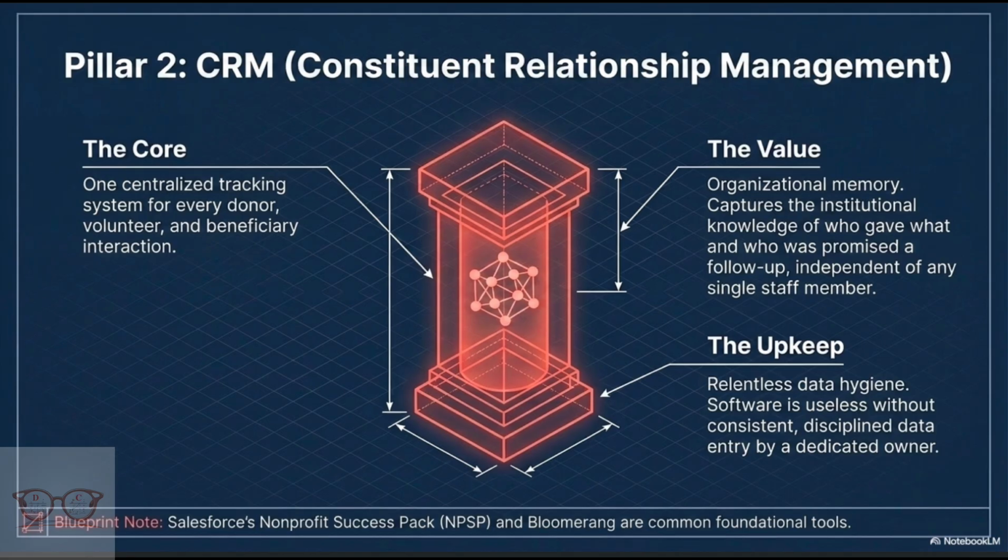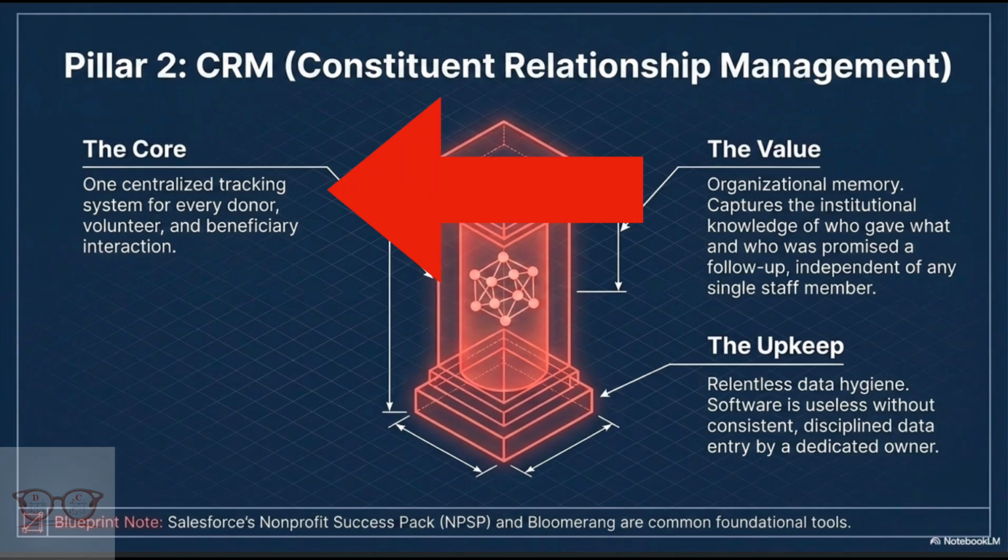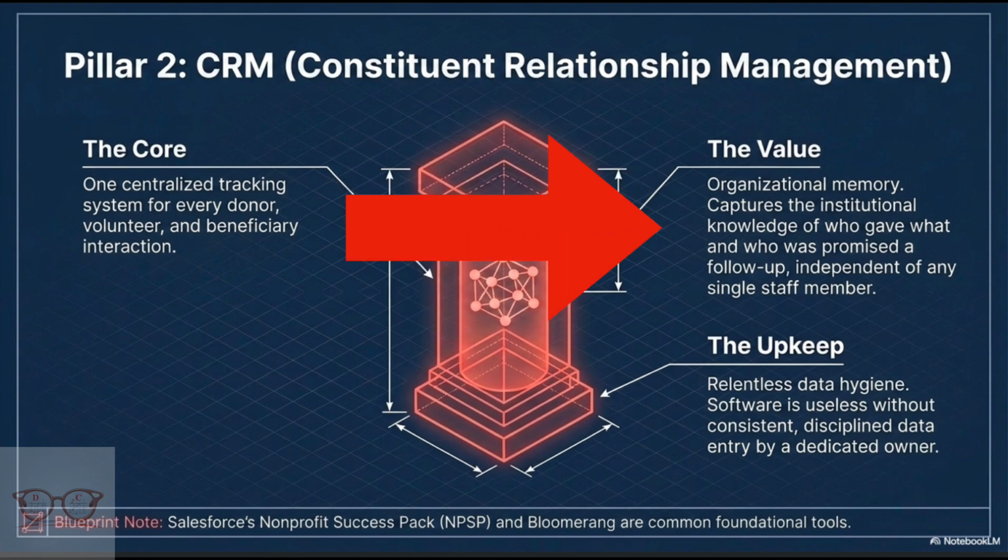Moving on to Pillar 2, CRM, Constituent Relationship Management. Think of it as your organizational memory that stays with you even as staff move on. Now it tracks every donor, volunteer, and beneficiary interaction: who gave what, who volunteered when, who you promised to follow up to, etc. Now why it matters is that the institutional knowledge stays with you. If the person who just remembers all your donor history moves on, and that knowledge was never written down anywhere else, you've lost it all. A well-maintained CRM is what covers that risk.